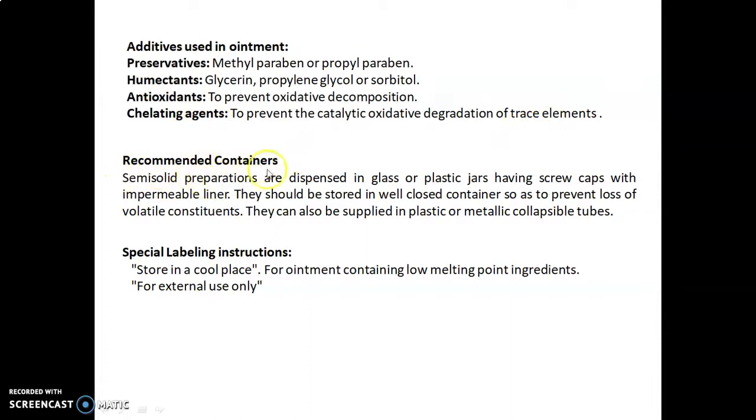For recommended containers, semi-solid preparations are dispensed in glass or plastic jars having screw caps with an impermeable liner. They should be stored in well-closed containers so as to prevent the loss of volatile constituents. They can also be supplied in plastic or metallic collapsible tubes. Special labeling instructions are: store in a cool place for ointments containing low melting point ingredients, and for external use only. In the next session we will see the experiments in detail.